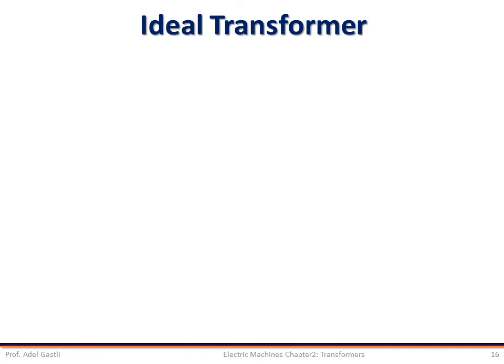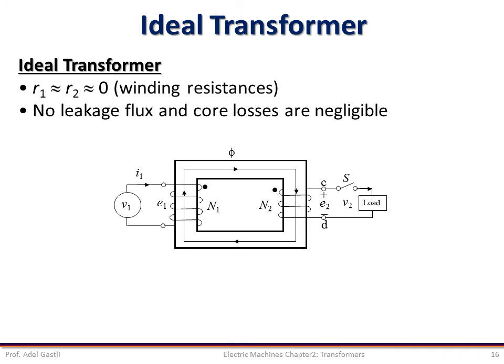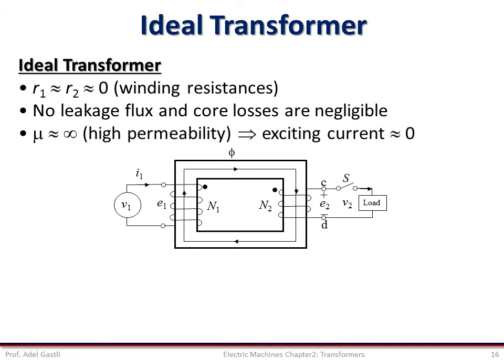Now, before determining the equivalent circuit of a practical transformer, let us consider first an ideal transformer. An ideal transformer is defined as a transformer with the following assumptions. The winding resistances R1 and R2 are very small, equal to 0, so they are neglected. There is no leakage flux and core losses are negligible. The magnetic core has very high permeability, so mu is almost infinity, which leads to a very small exciting current, close to 0, so it's negligible.